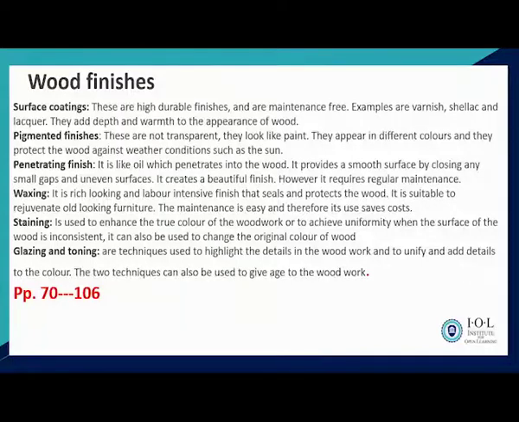Then we've got waxing. It also protects the wood. If the wood is getting old or appearing old, we can use waxing. Right. Then we have staining. It is used to enhance the true color of woodwork or to achieve uniformity. When the surface of the wood is inconsistent, it can also be used to change the original color of the wood. Then we've got glazing and toning. They help to unify and add details to the color. Right. Then you can read further on these wood finishes on page 70 to 106 of your guide.